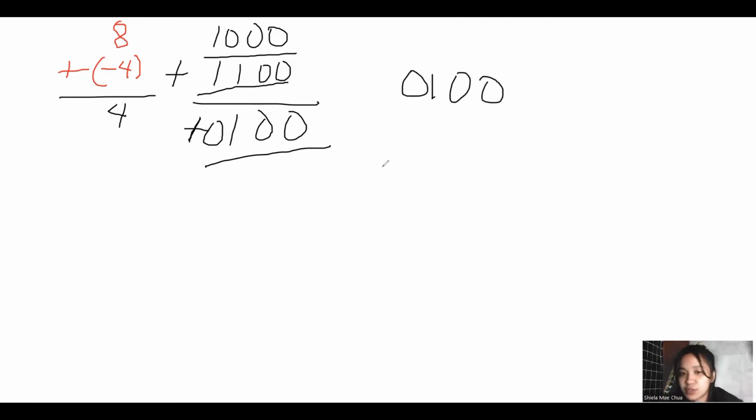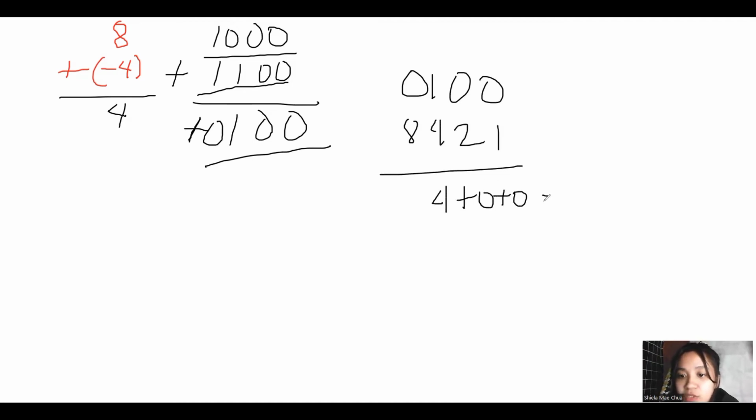So, let's check if it's 4. If it's 8, then it's 4 and 2 and 1, which will become 4 plus 0 plus 0, which is equal to 4. So, our answer is correct. Now, let's go with the second case. It's the addition of positive and negative numbers when a negative number has a greater magnitude.